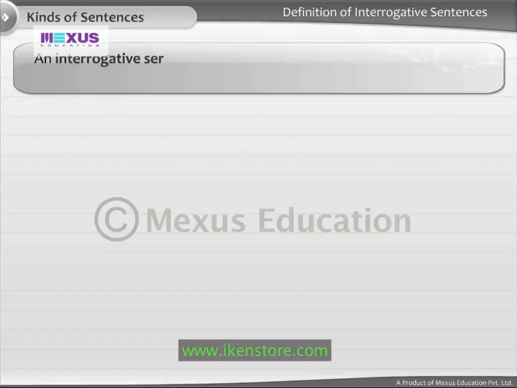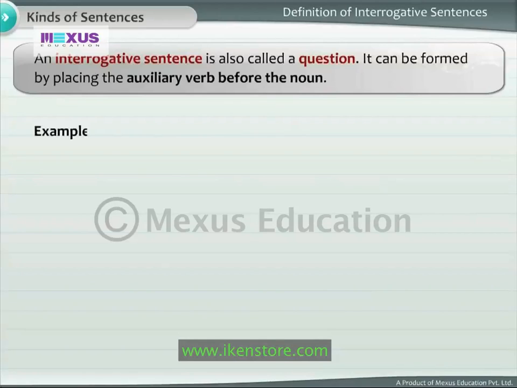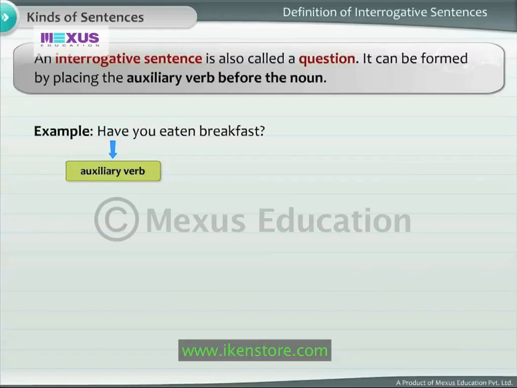An interrogative sentence is also called a question. It is formed by placing the auxiliary verb before the noun, or by beginning the sentence with a WH word. For example, have you eaten breakfast? The auxiliary verb have is placed before you. This is an interrogative sentence. Can, would, do are all examples of auxiliary verbs that may be used in interrogative sentences.